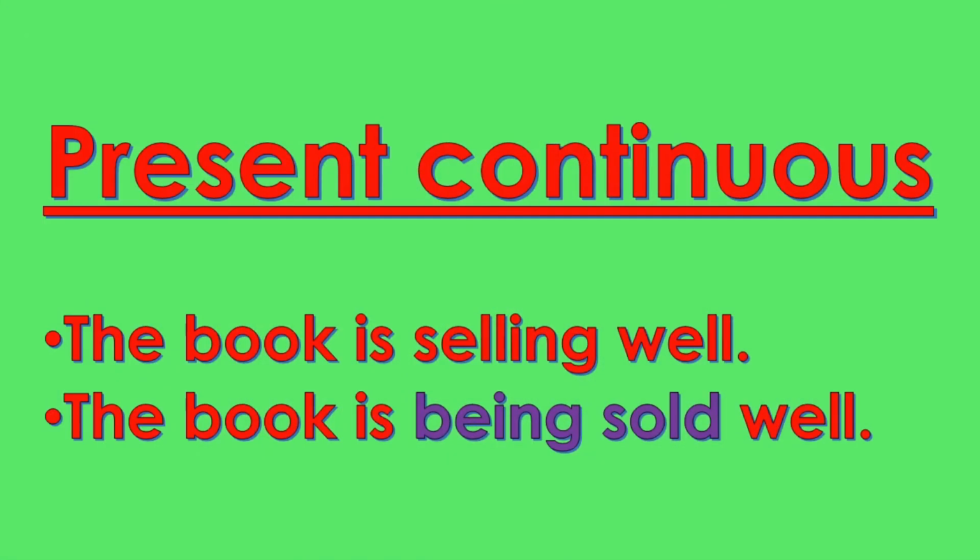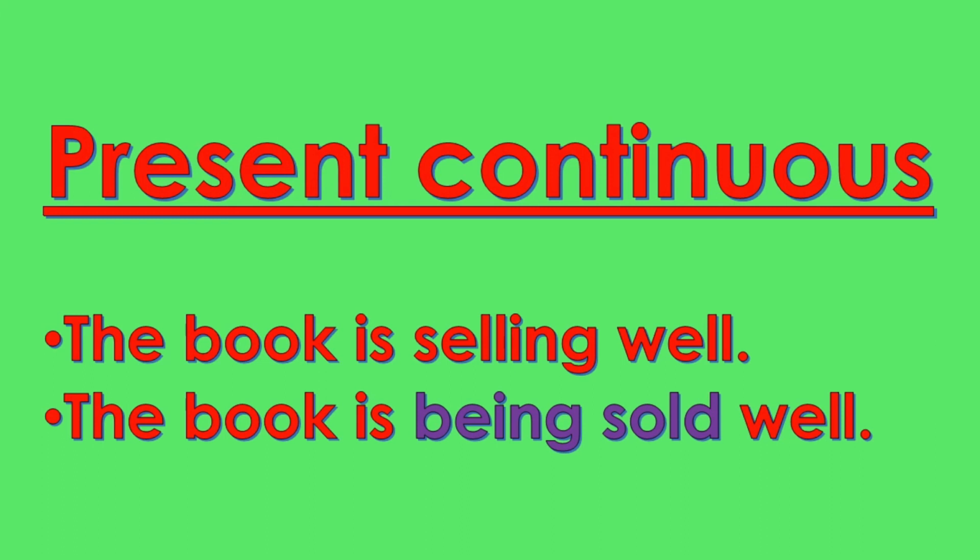Look at the sentence. The book is selling well. Once again, it seems to be strange enough because we all know that a book is an object. It is unable to sell anything. So the meaning which we have to make out from here is that the book is in high demand and booksellers are selling this particular book in plenty.